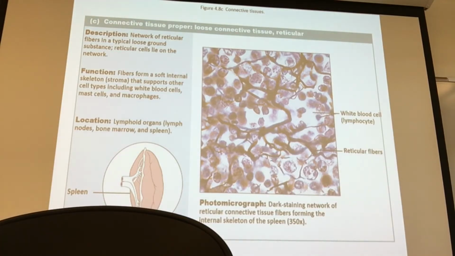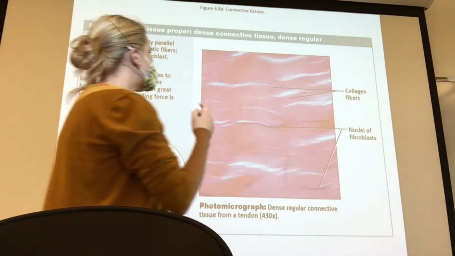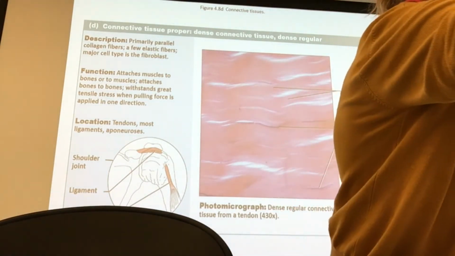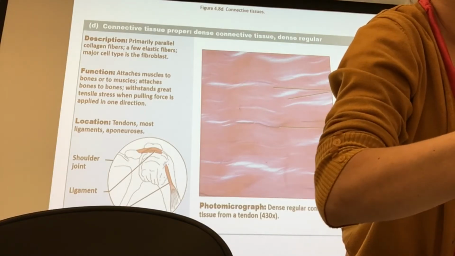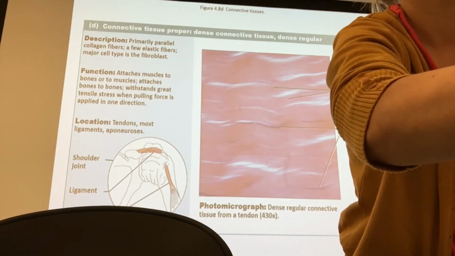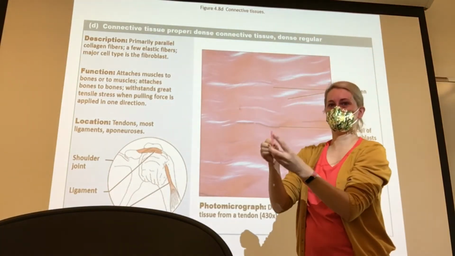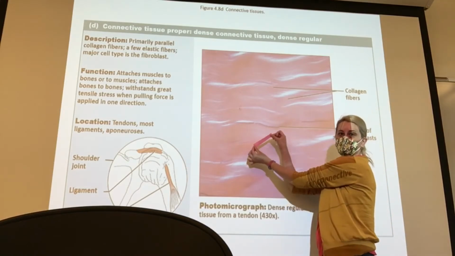Okay. So that's this one. These, I think, are a lot easier because it looks like what it's doing. I feel like when I look at connective tissues proper, they just look perfect. Here is a piece of pink lab tape. It's pretty much looking like the same thing, right?